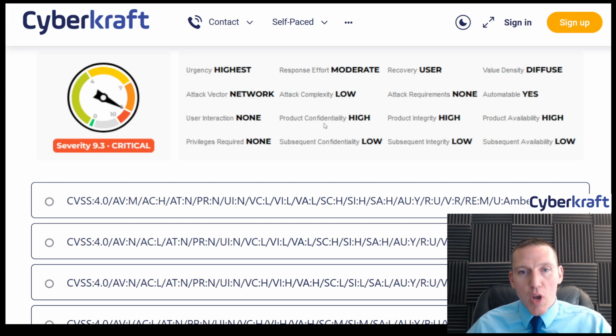And then there's going to be product, confidentiality, integrity, availability. That's going to be VC, VI, VA. We have VC, VI, VA. So this one definitely isn't it because this says high, high, and high. These are low, low, and low. So that's not going to be it. And then subsequent confidentiality, integrity, and availability.